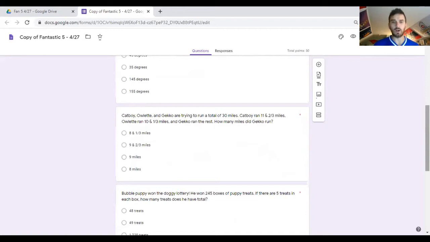So Catboy, Owlet, and Gecko are trying to run a total of 30 miles. Catboy ran 11 2/3 miles, Owlet ran 10 1/3 miles, and Gecko ran the rest. How many miles did Gecko run? So we can go to the whiteboard for this one. I said it before, I'll say it again. Anytime I have more than one thing, or one person, I'm going to do a chart or some sort of picture.